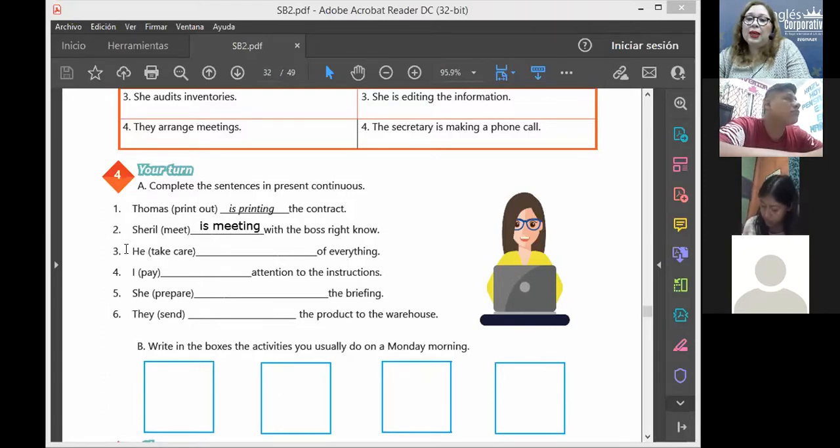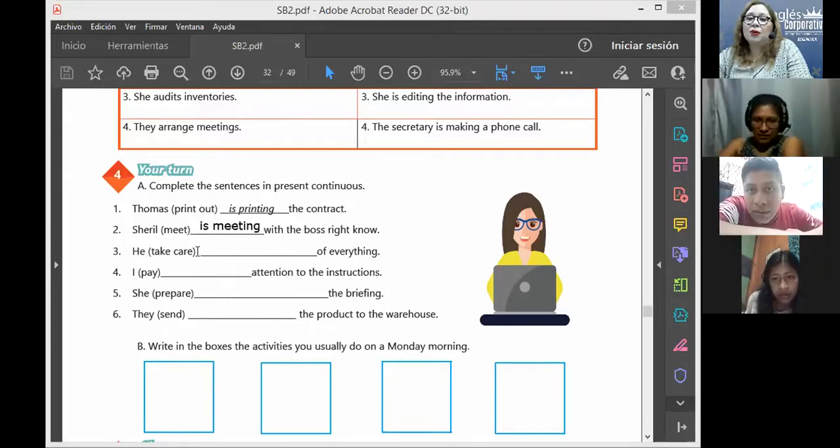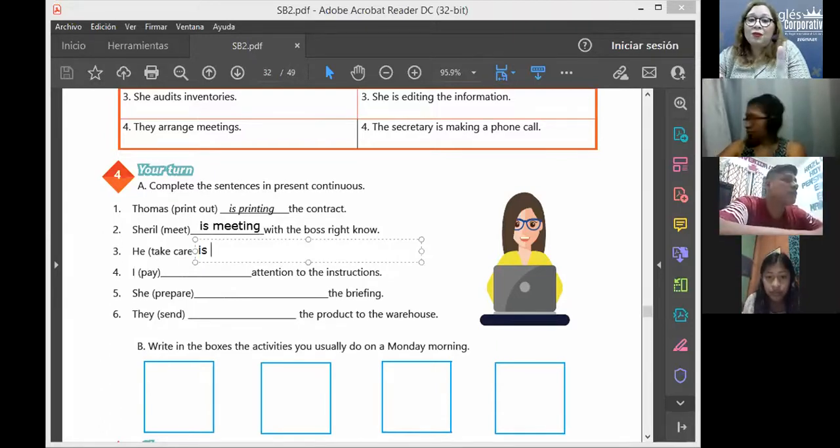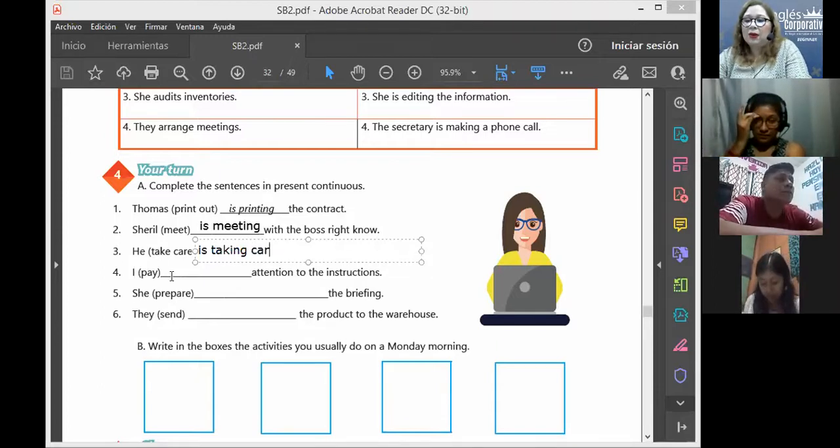Okay, so let's try to do it in number three. Sería he taking care? Okay, what is missing, guys? Everybody helping Marilyn, please. He is taking care of everything. Correct. So it was the verb to be. No se olviden del verbo to be, okay? Ese es básico. And the present continuous is formed by be verb plus ing verb form and then the complement, right? Is taking care of everything.